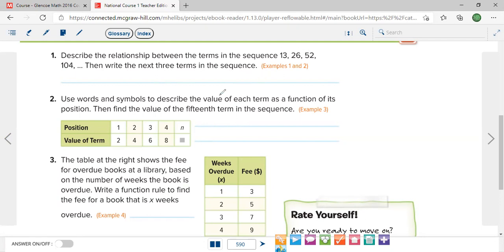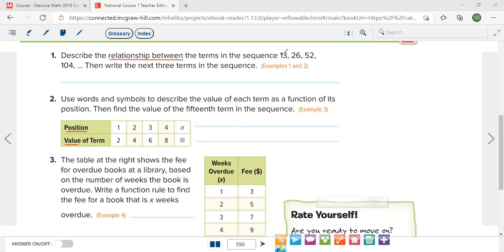So we have 2 types of questions in this lesson. The type of relation: relation means how can we get a term from another term? And the other type of question: how can we get the value from the position? Let's focus on the first type now.